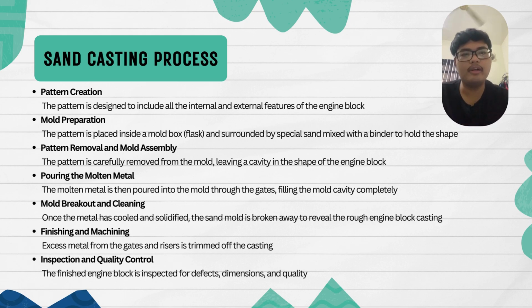Next, mold breakout and cleaning. Once the metal has cooled and solidified, the sand mold is broken away to reveal the rough engine block casting. Next, finishing and machining. Excess metal from the gates and risers is trimmed off the casting. And the last step is inspection and quality control. The finished engine block is inspected for defects, dimensions, and quality.